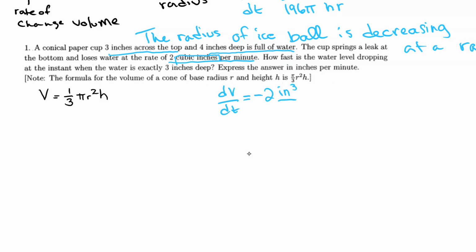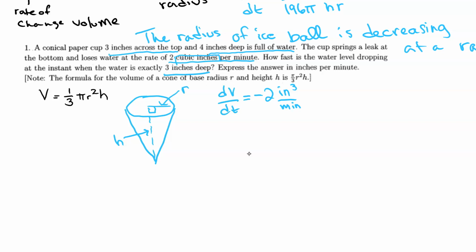We haven't established what those first two quantities are, but we'll do that in just a minute once we look at our equation and we have our diagram. So how fast is the water level dropping at the instant the water is 3 inches deep? So that's also going to be important. Express your answer in inches per minute. So let's draw our diagram. So this is what a cone looks like, right? Where our height is this vertical and our radius is this piece here.